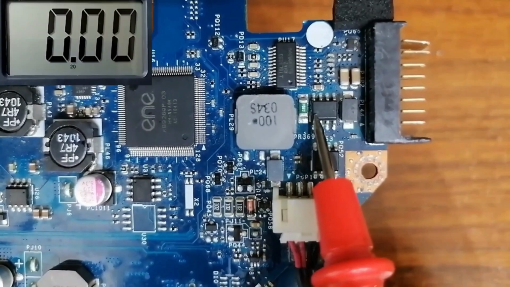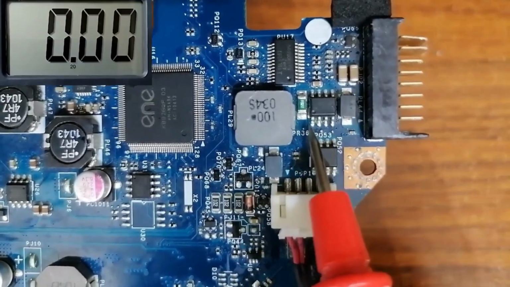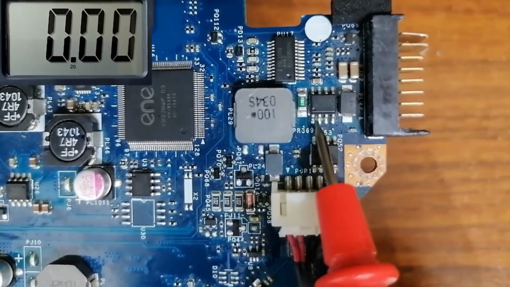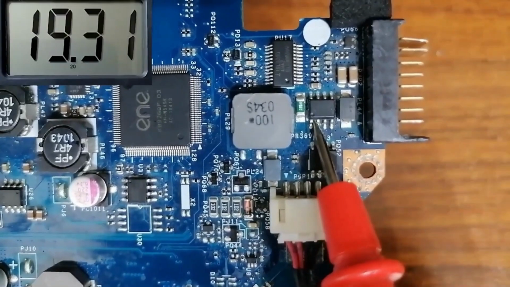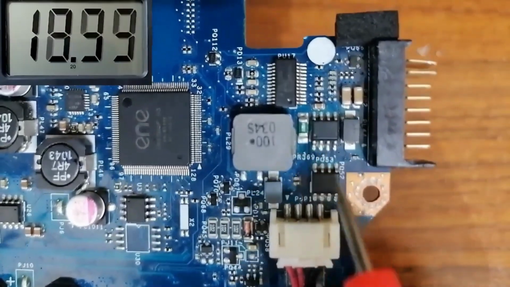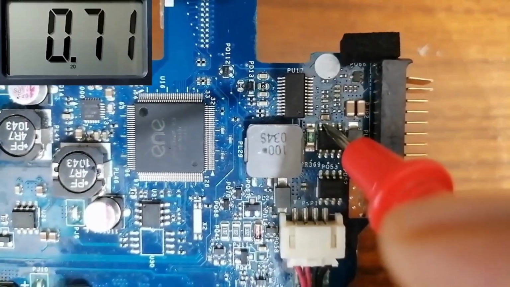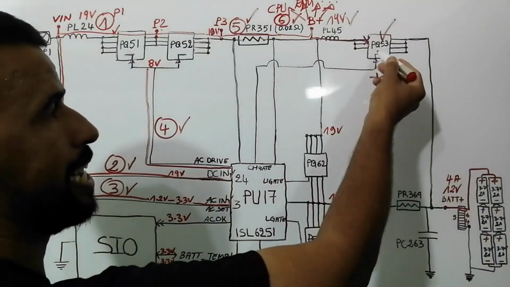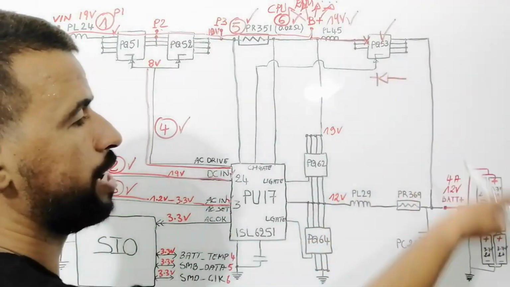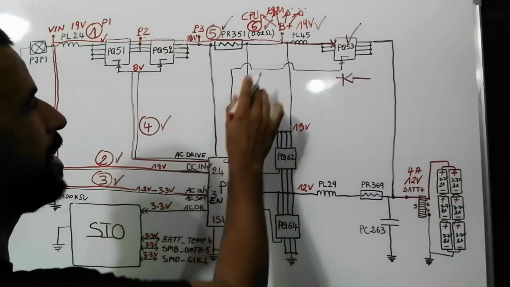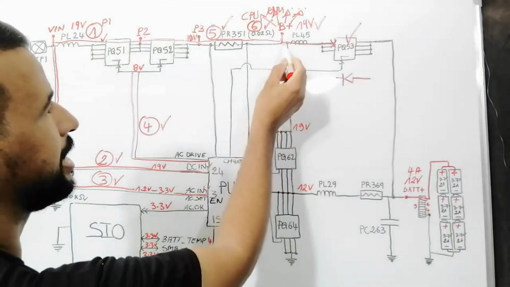Here we have this dot, which means this is the source. So we have to find 19 volt in the source, as you can see in the multimeter, but in the drain we have to find 0 volt, as you can see. So here it's a good MOSFET. The battery is protected.